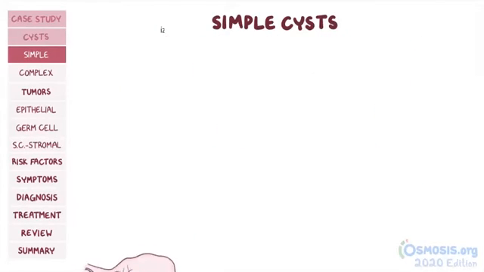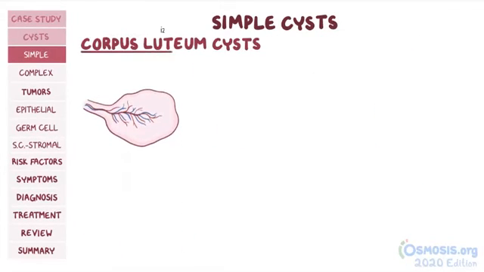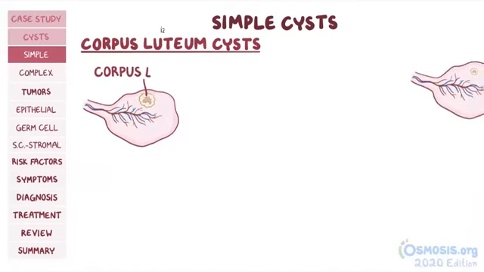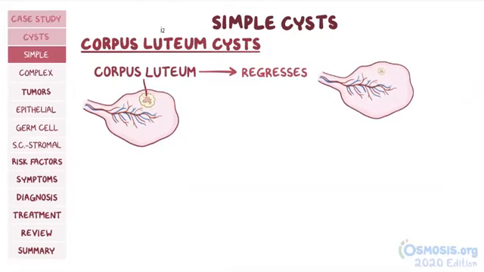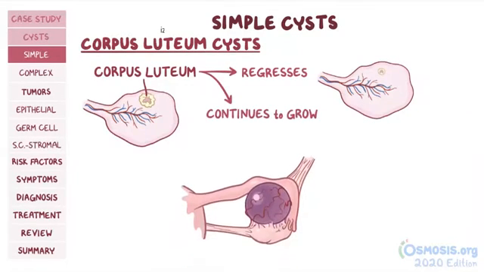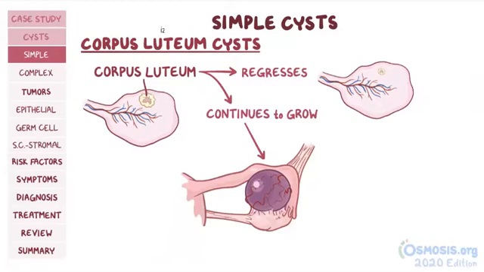Another type of simple cysts are the corpus luteum cysts. Normally, after ovulation, the follicle remnants become the corpus luteum, which regresses during the luteal phase. If, instead of regressing, the corpus luteum continues to grow, then the arteries nourishing it can rupture and hemorrhage into the cyst. So a high-yield fact to know is that corpus luteum cysts are also called hemorrhagic cysts.